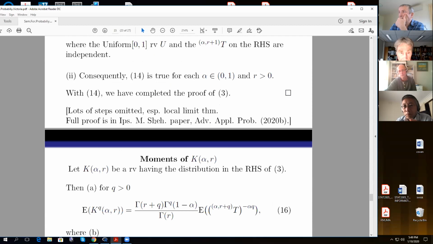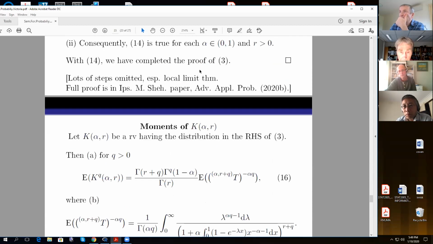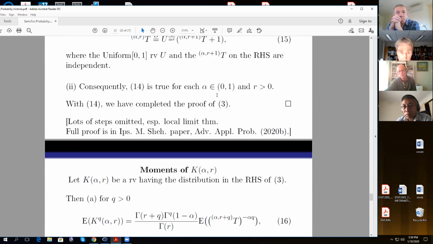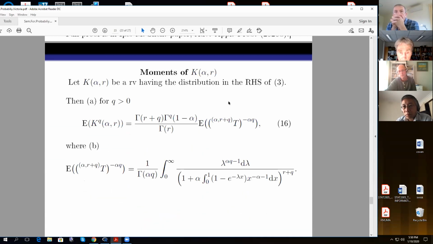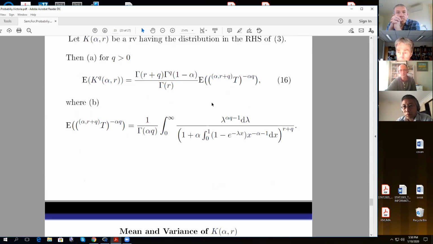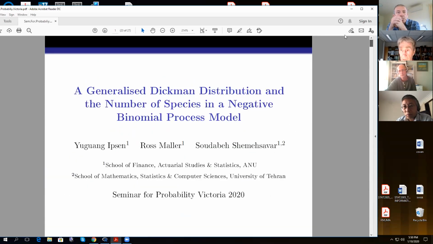This paper's been accepted in Advances in Applied Probability. You'll see it there. And there's a lot of discussion there, and we give all the technical details that will take you through the proof. What can you do with it? Well, it's meant to be a model for species sampling. It would be nice if you could actually use the distribution in some way. And actually, it's not so hard to compute some of the properties of it.